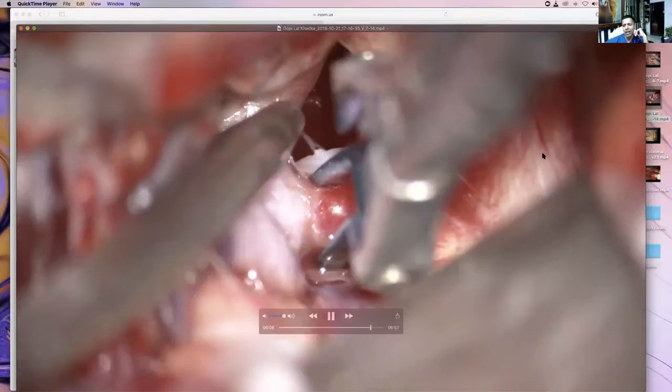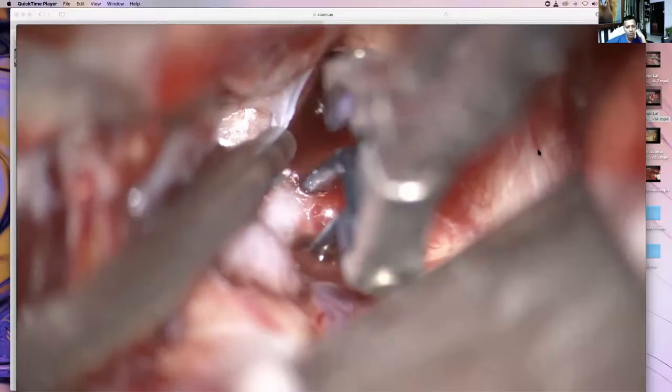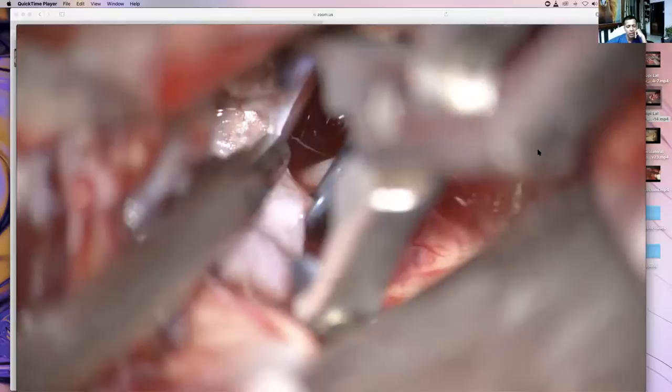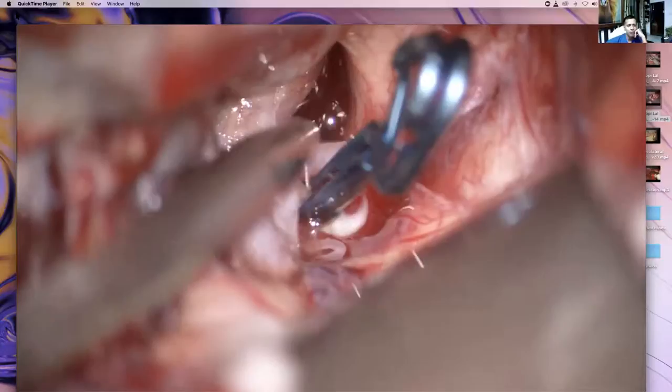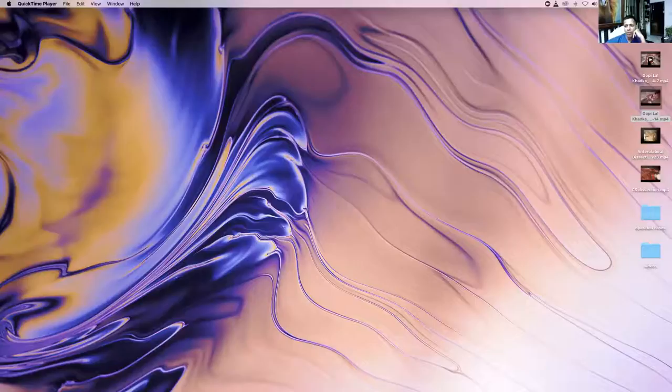And then after this, again, I'm just confirming. Making sure I'm not taking anything in, clipped. So after this clip, I have to show you the other one, the PCOM. This is after the clip.